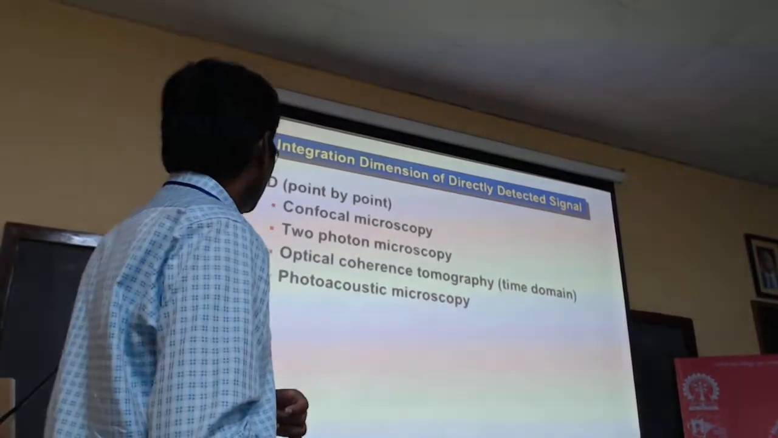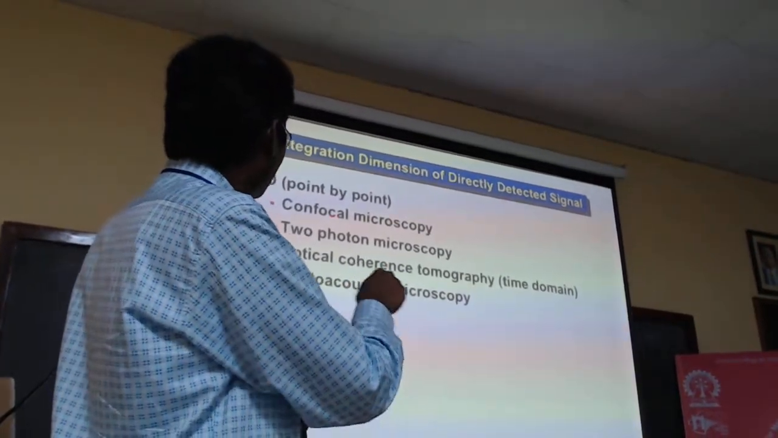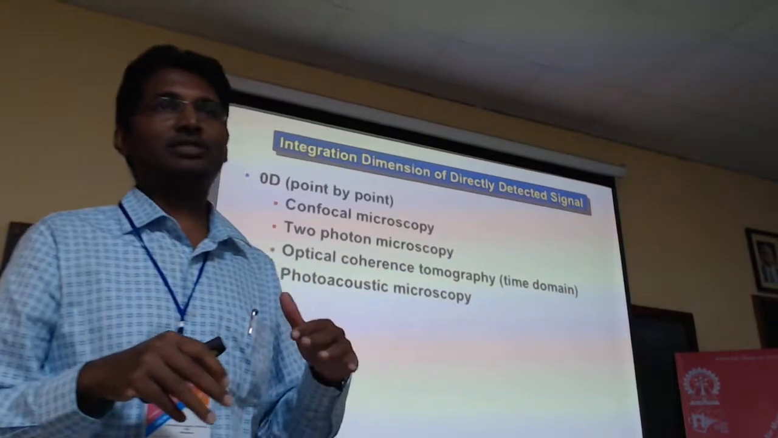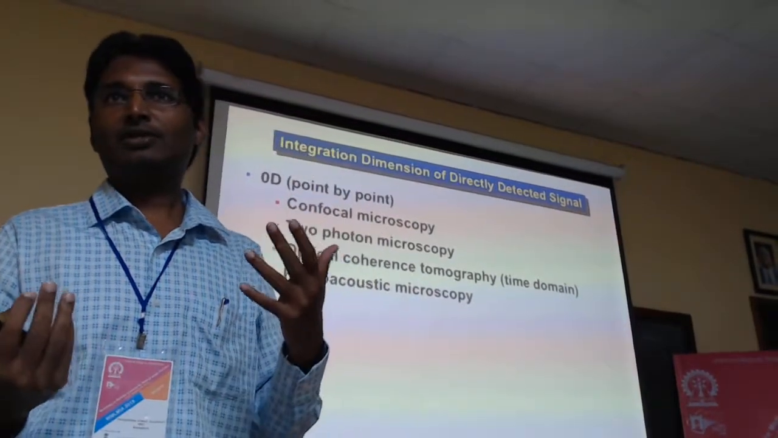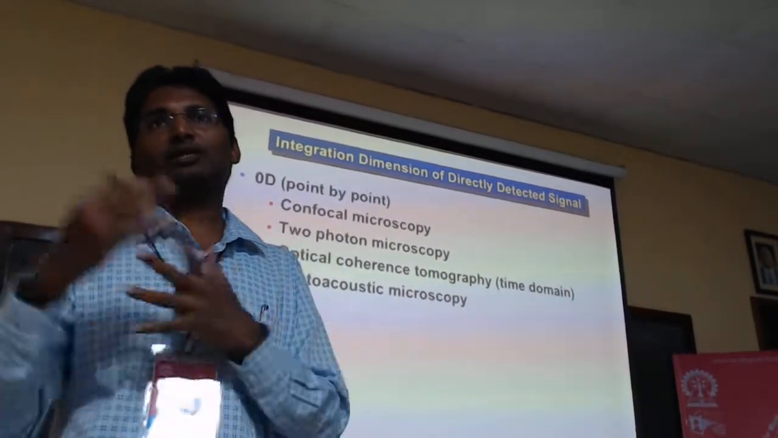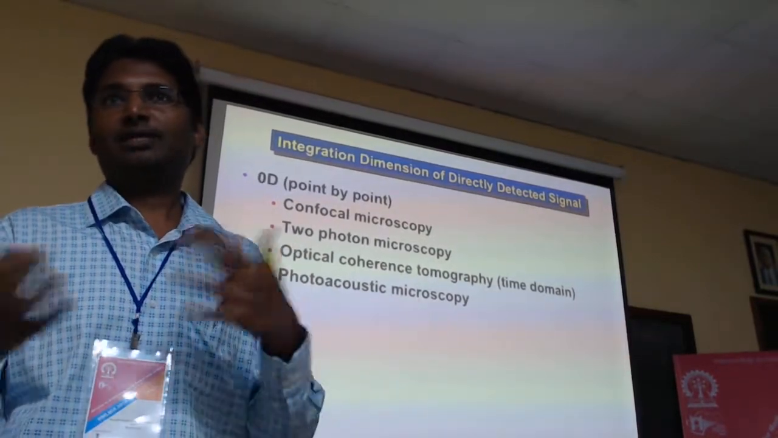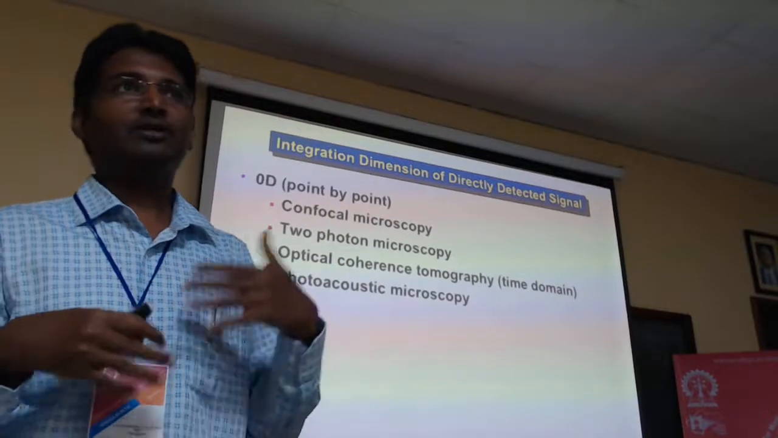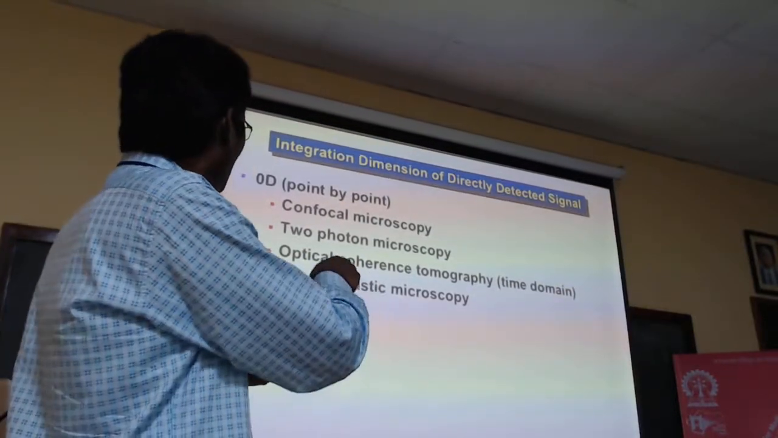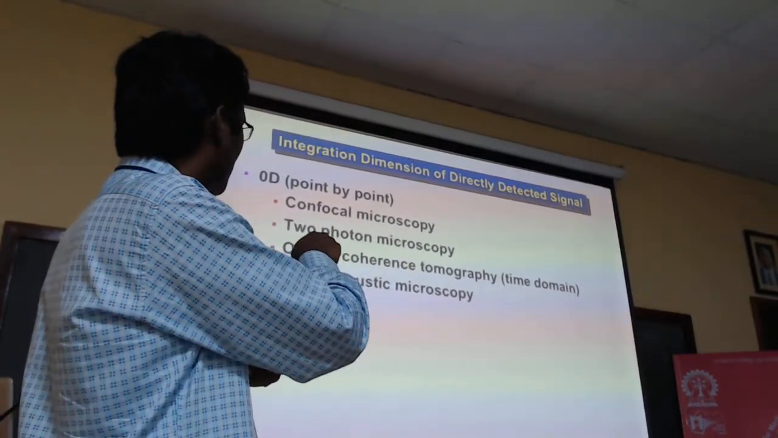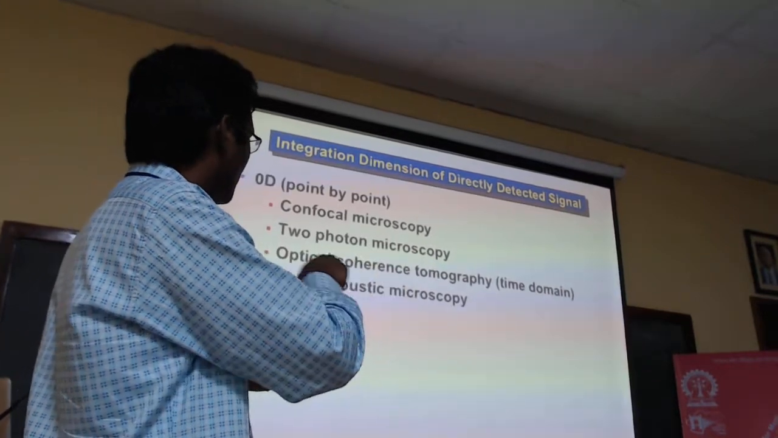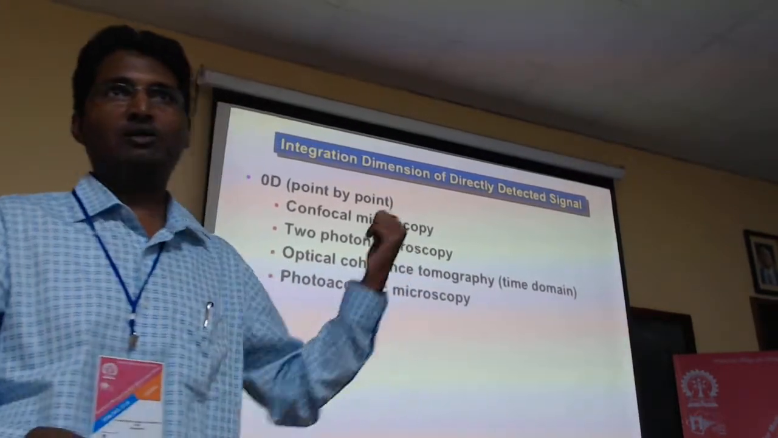So if I'm doing 0D, which is point by point, that means I'm doing line by line. For 3D it is going to be a surface point, and for 2D it's going to be line by line. So there are many techniques if we do that: confocal microscopy, two photon, optical instrument, photoacoustic microscopy. That's what I was talking about, photoacoustic.